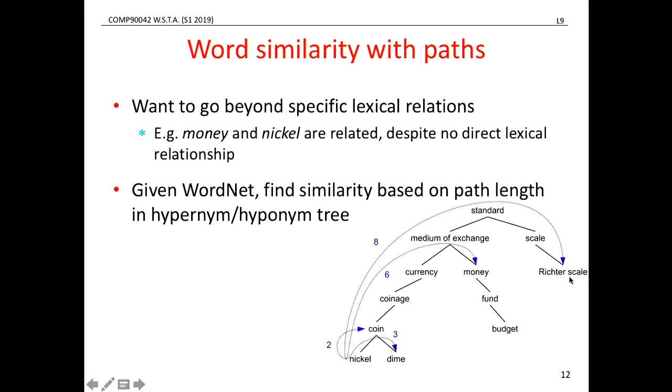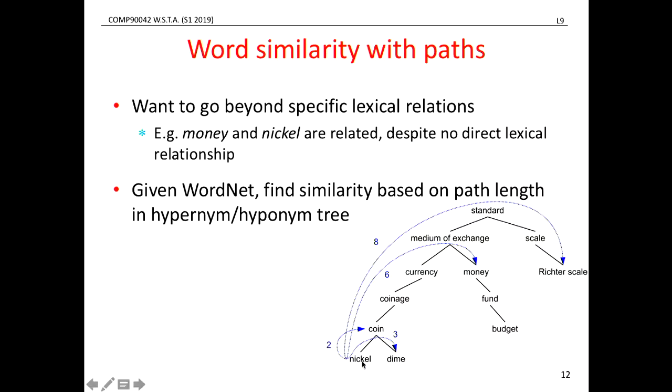And just for illustration, we also have Richter scale out here, which is how you measure how strong an earthquake is. It's just included here to illustrate that this is a very different term. It's got nothing at all to do with nickel. And we can see from the path lengths that there's some evidence here. As we get longer and longer path lengths, we get more and more different meanings of words.